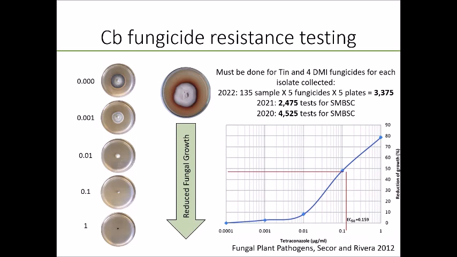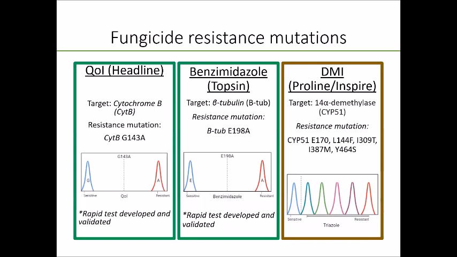which is why we can really only do it at the end of the season. We just don't have the manpower to continuously do this throughout the year. So one of the ways to get around that is with molecular markers. And so how we get to molecular markers is by understanding the mutations that have led to resistance.